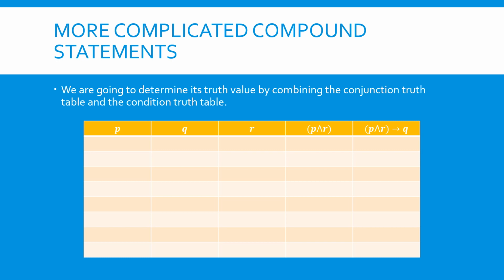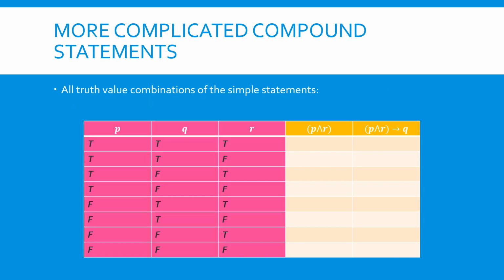Since we have 3 elementary statements, P, Q, and R, we need 8 rows to enumerate all of their truth value combinations. Then, we will add 2 auxiliary columns for the intermediate results. We add columns for P and R, and P and R implies Q. First, we will fill in all combinations of P, Q, and R's truth values.